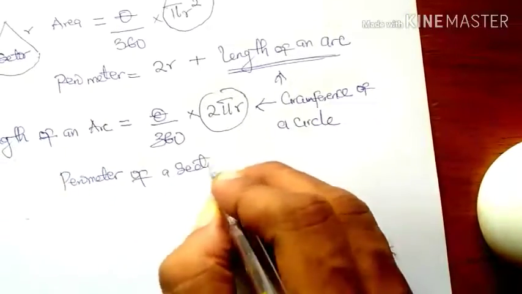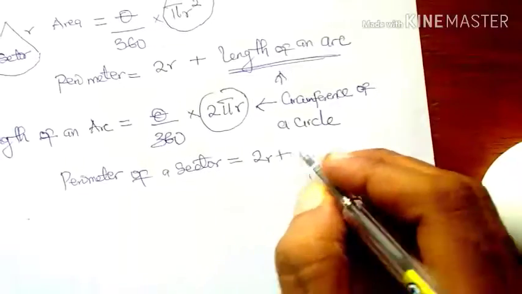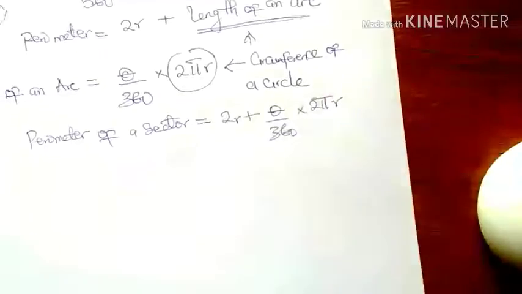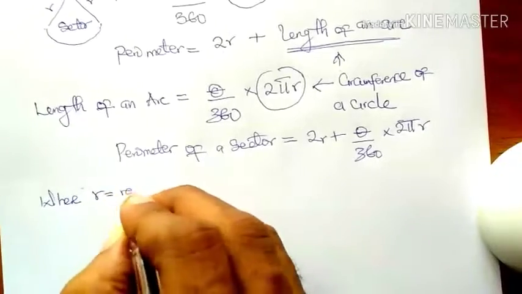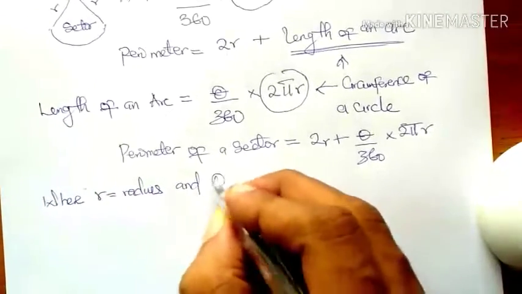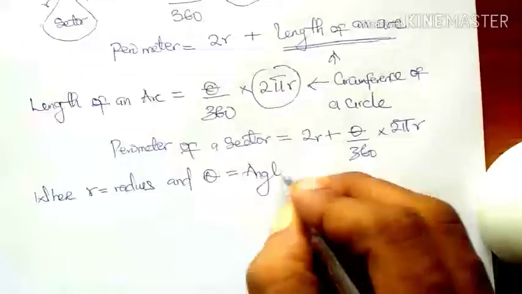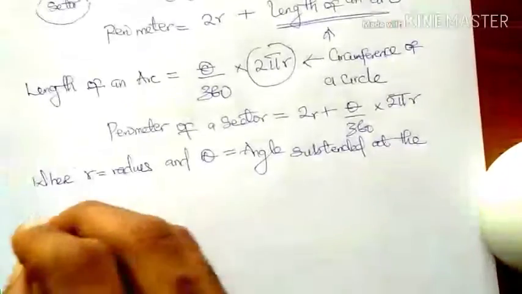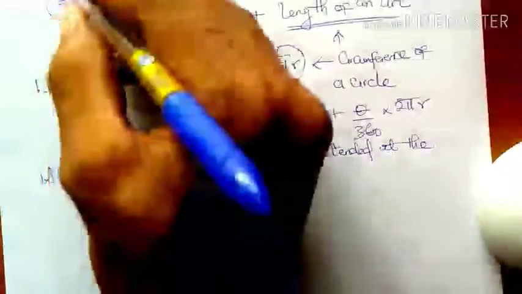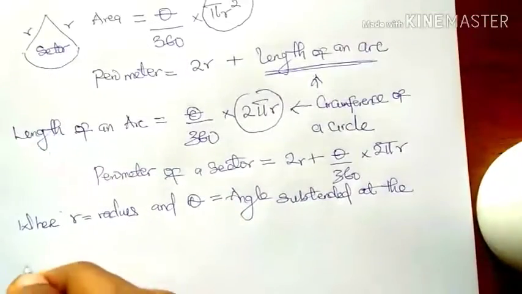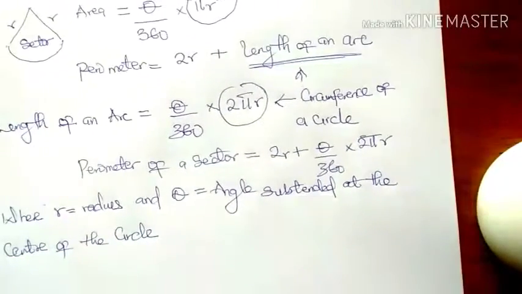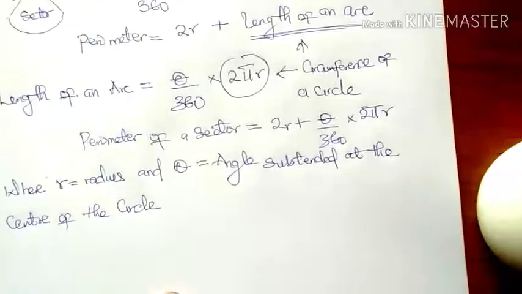Perimeter of a sector is equal to 2r plus theta over 360 times 2 pi r, where we have r as the radius and theta as the angle subtended at the center of that particular sector, or the sector of the circle.